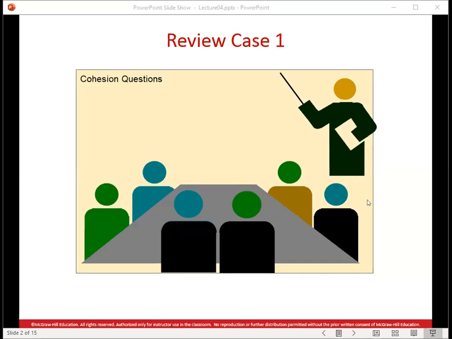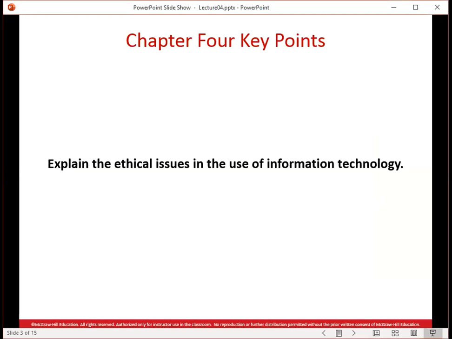Okay, let's go over Chapter 4. The first key point in Chapter 4 was the ethical issues in the use of information technology. Information ethics governs the ethical and moral issues arising from the development and use of information technologies. It also arises from the creation, distribution, and processing of information itself, and that means with or without computer technologies.